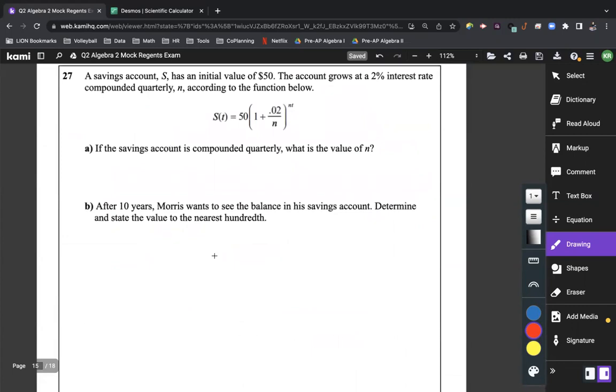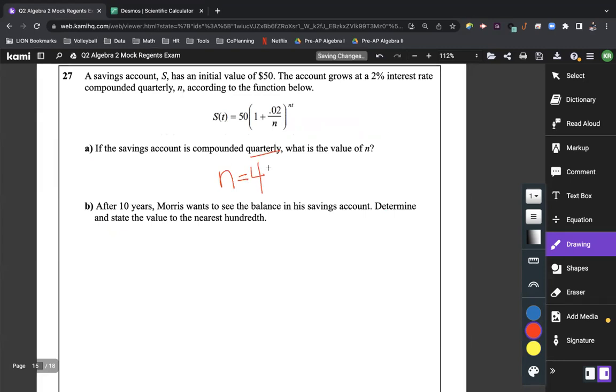Now, a savings account has an initial value of $50. The account grows at a 2% interest rate, compounded quarterly. And according to the function below, if the savings account is compounded quarterly, what is the value of n? Y'all, we said this. Quarterly means n equals 4.